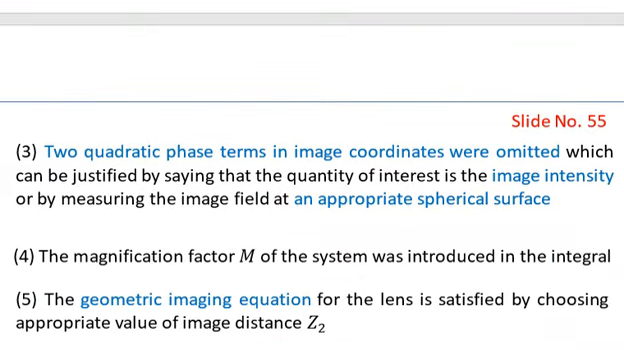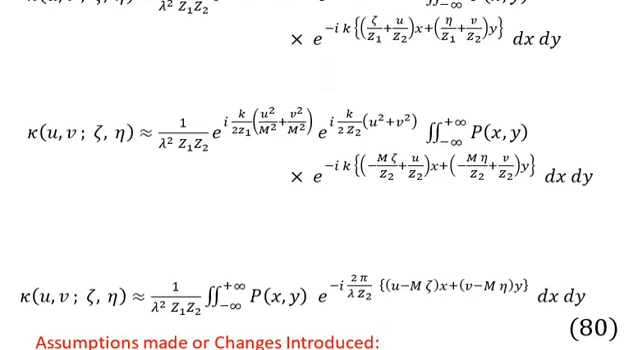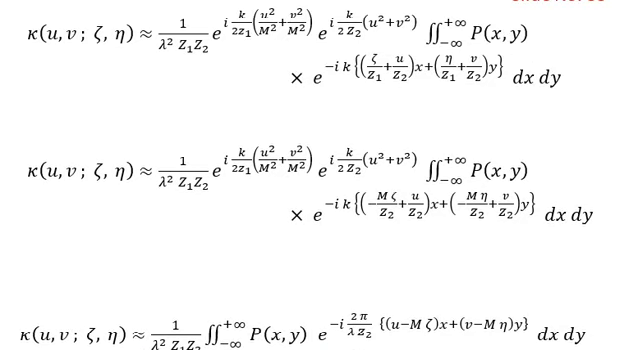The third condition is that the two quadratic phase terms in image coordinates were omitted, which can be justified by saying that the quantity of interest is the image intensity, or by measuring the image field at an appropriate spherical surface. So let's talk about these two quadratic phase factors which are associated with UV coordinates, that is at the image plane. We have omitted e to the power iota k over 2 z1, and within the parenthesis u square over m square plus v square over m square, and multiplied by e to the power iota k over 2 z2, and within the parenthesis we have u square plus v square.